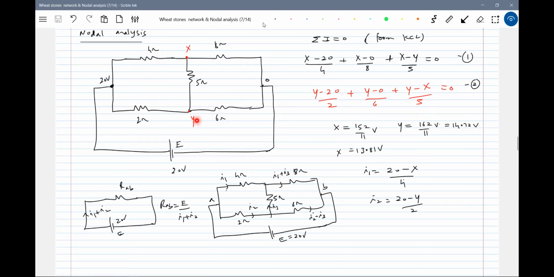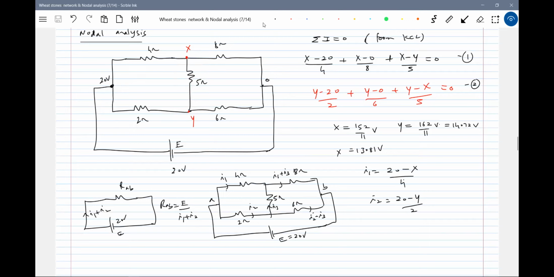The Wheatstone network, let's check. The ratio of these two arms, 4/8, is not equal to 2/6, you see. The ratio of these two arms is 1/3. So therefore, potential X is not equal to Y. In fact, a current flows through this branch.